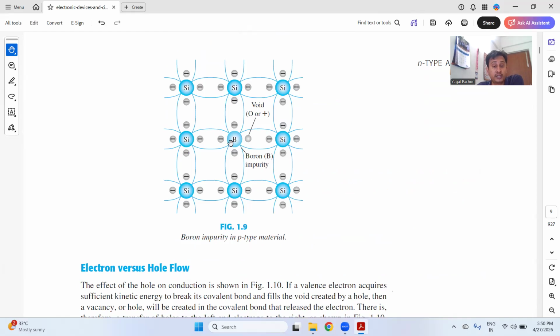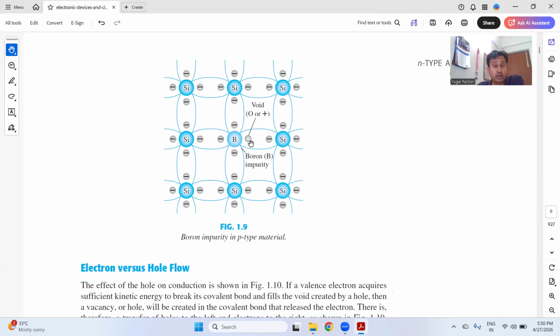So, understood, this is boron, this is silicon, silicon, silicon, silicon. So, the boron is a trivalent impurity. It means it has three electrons in the outer shell. However, the three electrons form the covalent bonding with the three silicon. But what about the fourth silicon? There is a vacancy of electron.